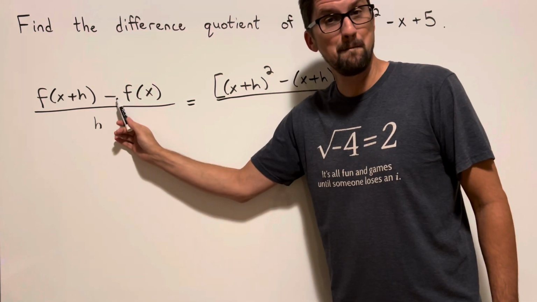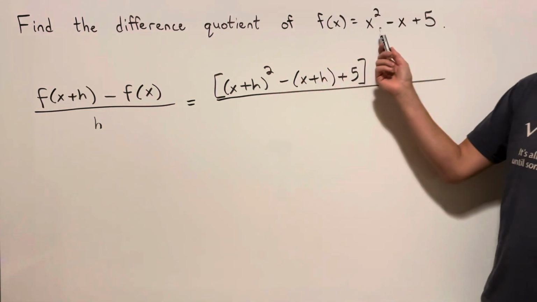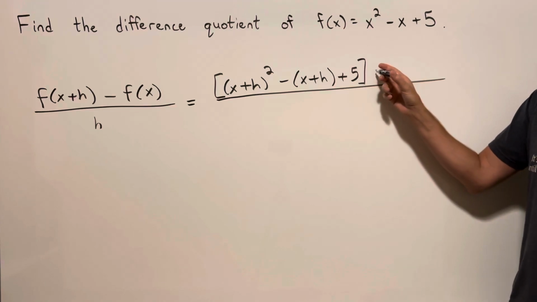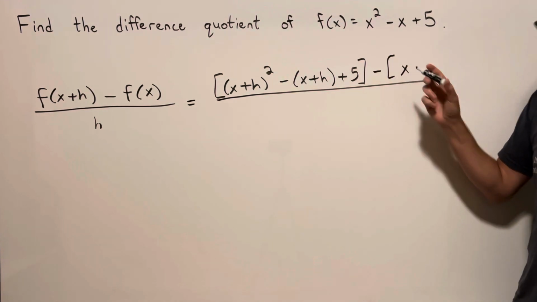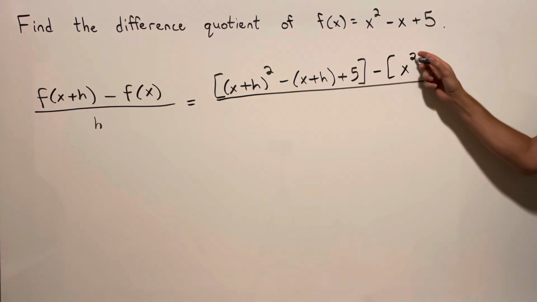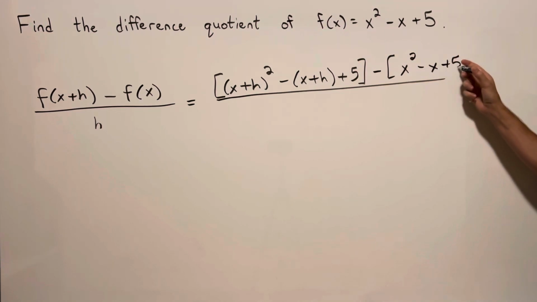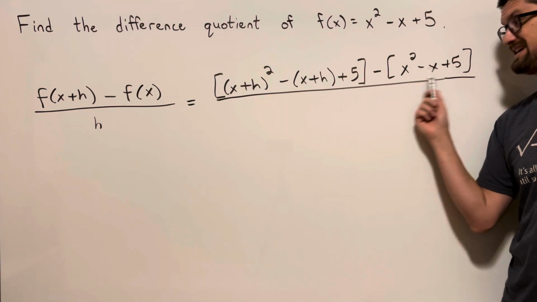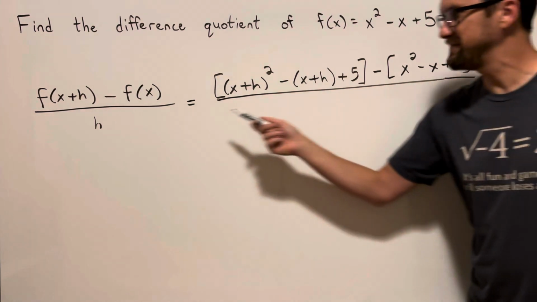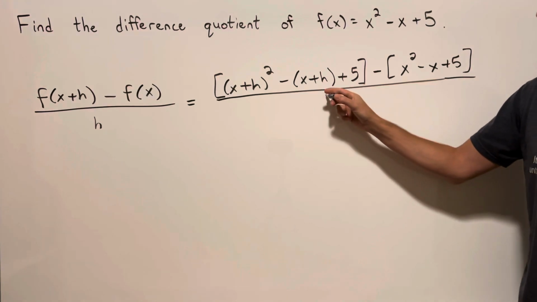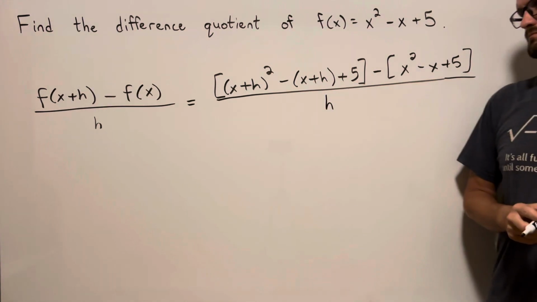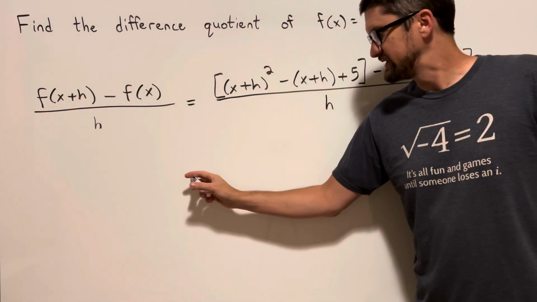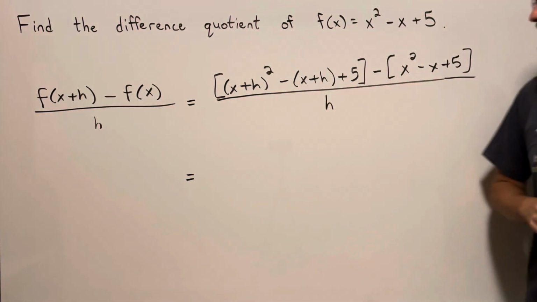Now I want to minus f of x. F of x is just this right here. So I'm going to subtract this whole thing. I'm going to put it in brackets here. So yeah, there's the minus f of x. And the bottom is lowercase h. All right, so now what you want to do is simplify this side right here.